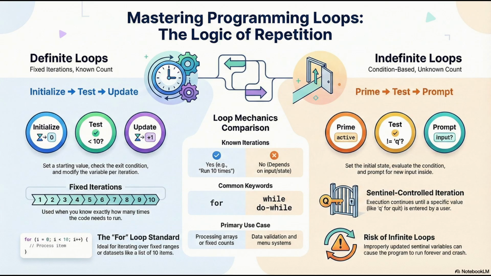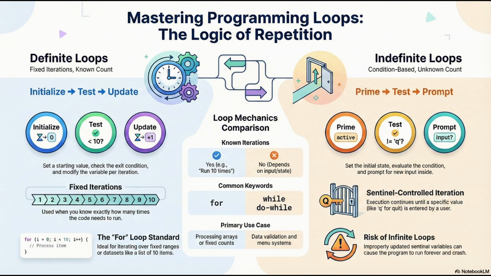But here's where it gets tricky. The logic flow is a bit different from the track race. The source material highlights a pattern called prime, test, prompt. I found this part a little confusing in the notes. Priming the loop? It sounds like we're painting a wall. Why do we need to prime it?